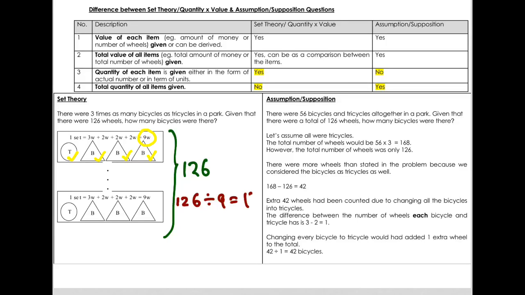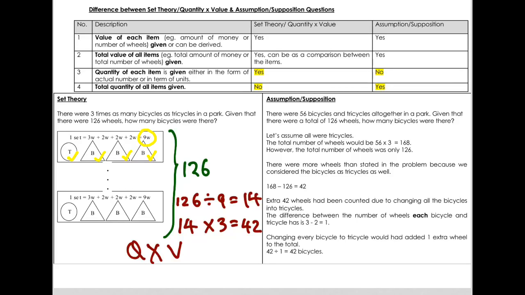What is this 14? It means that there are 14 such groups, with one group producing 9 wheels, such that in total you will get 126 wheels. So if there are 14 groups and one group has 3 bicycles, 14 times 3 gives a total of 42 bicycles. That's how you solve set theory questions. Of course, set theory questions can also be done by the quantity times value way, which I will not touch on today. Let's look at the assumption question.